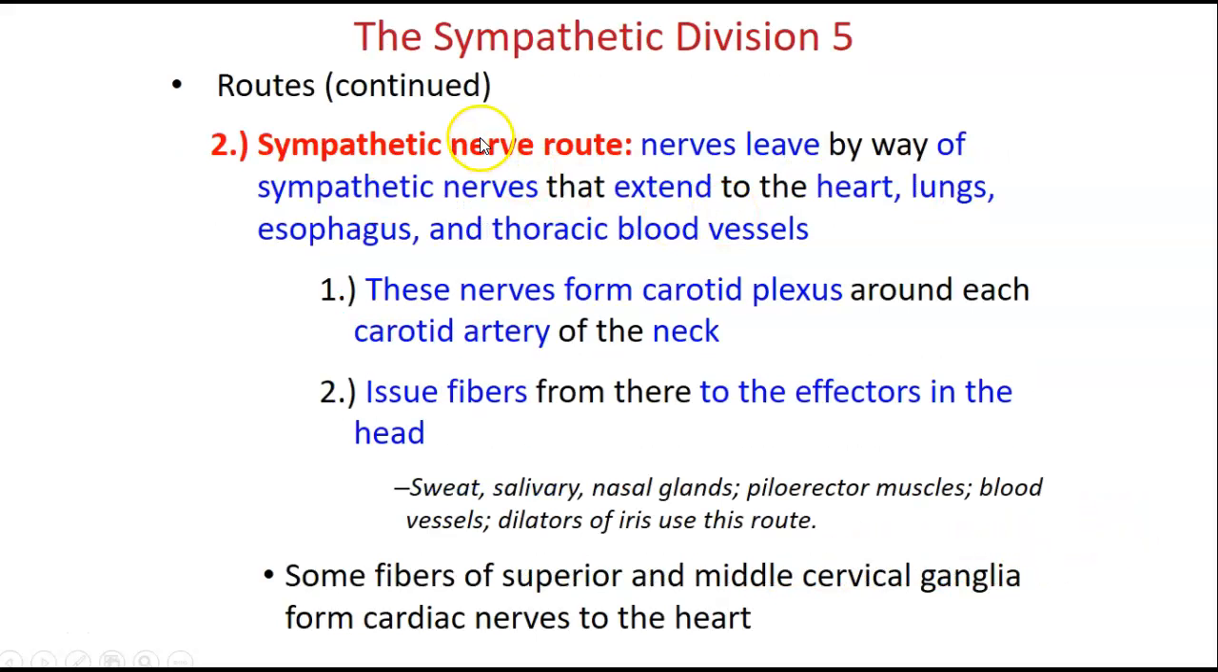The second route the sympathetic division nerves can go is that the nerves leave by way of sympathetic nerves that extend to the heart, lungs, esophagus, and the thoracic blood vessels. These nerves form a carotid plexus around each carotid artery of the neck, or they can issue fibers from there to the effectors in the head to control the sweat glands, salivary glands, nasal glands, piloerector muscles, blood vessels, and dilators of the iris. Some fibers of the superior and middle cervical ganglia form cardiac nerves to the heart.